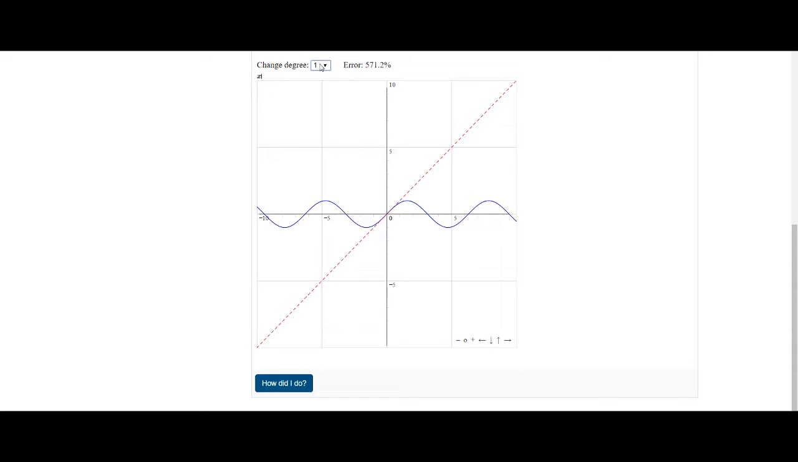You can see here that we can change the degree to anything up to 19th order. We are comparing the error as we change degree. At the moment we have an error of 571.2%, and that error is measured at this point here. When x is 3/2 pi, and sine of 3/2 pi is -1, we're looking at the percentage error between -1 and the equivalent value on x, which would be 3/2 pi. And that is 571.2%.